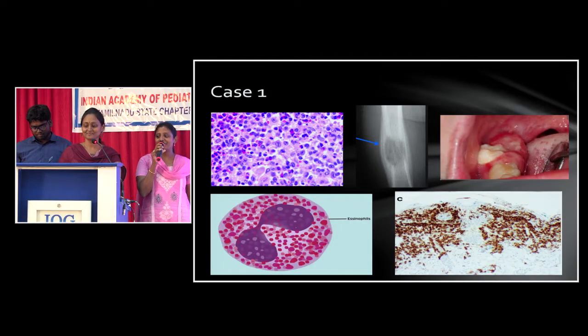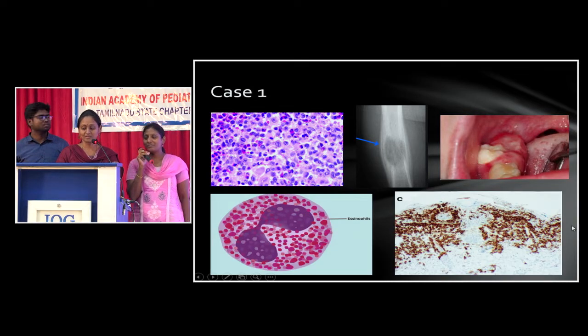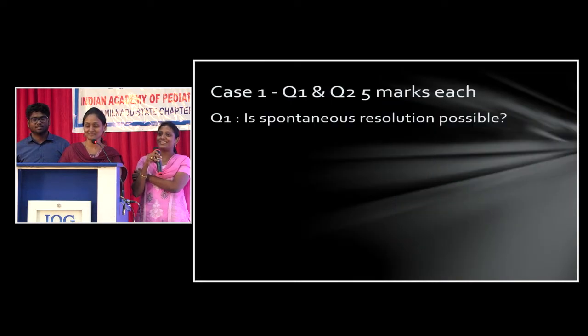LCH. Very good. Can you explain it? That is a punched out lytic lesion in the bone. Yes, supernumerary teeth. Here you have eosinophilic granuloma. And the marker here is? I do not know. Very good. This is the coffee bean appearance of the cells having a grooved nucleus. So now we are going to the question as such.